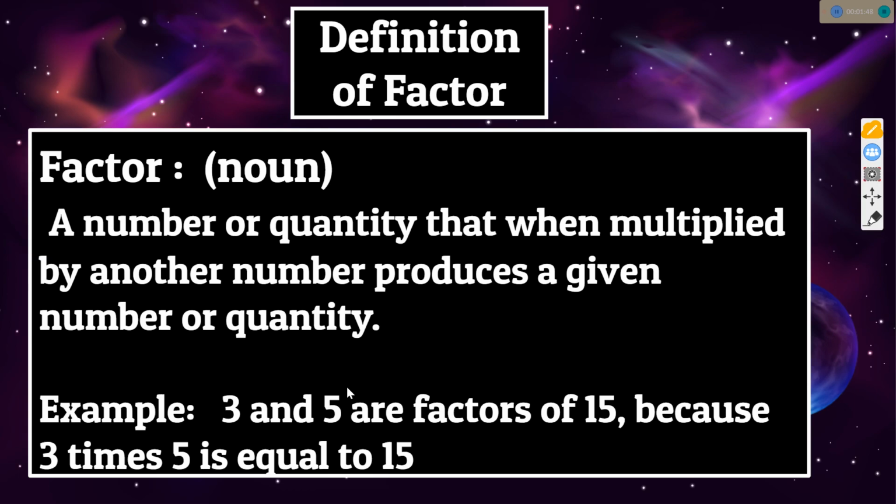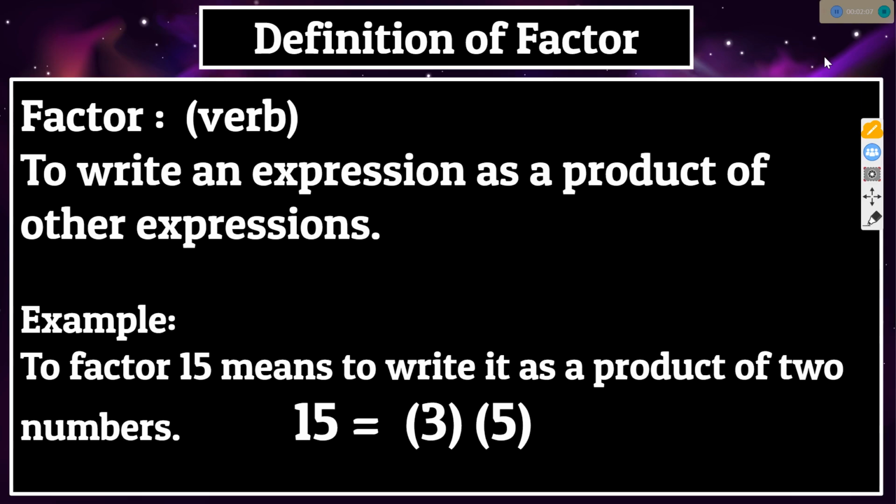Okay, but the focus of this video will be factoring as a verb. Right, so we would understand that because 3 times 5 is equal to 15, we can say that 3 and 5 are both factors of 15. So that's what the word factor means as a noun, right? These two numbers we multiply and we get 15. But the idea that we're working on here is factor as a verb.